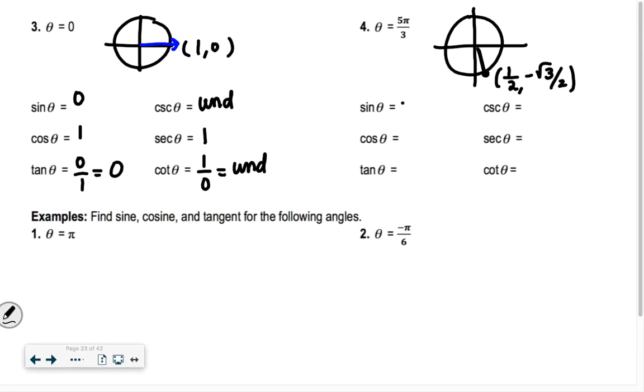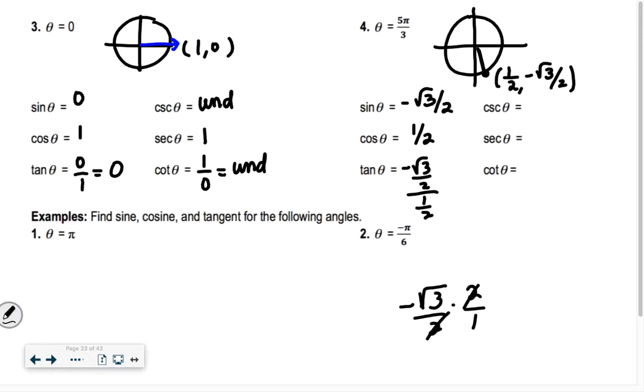So my sine is negative root 3 over 2. My cosine is 1/2. My tangent is sine over cosine. So if I have negative root 3 over 2 divided by 1/2, any guesses as to what that is? It's negative root 3. Do you guys see that? I can go through that whole process where I flip the second one and do times 2 over 1 and they cancel. Or you can just remember that if you have over 2 over 2, those will go away. It's like multiplying by 2 over 2. So I get negative root 3.